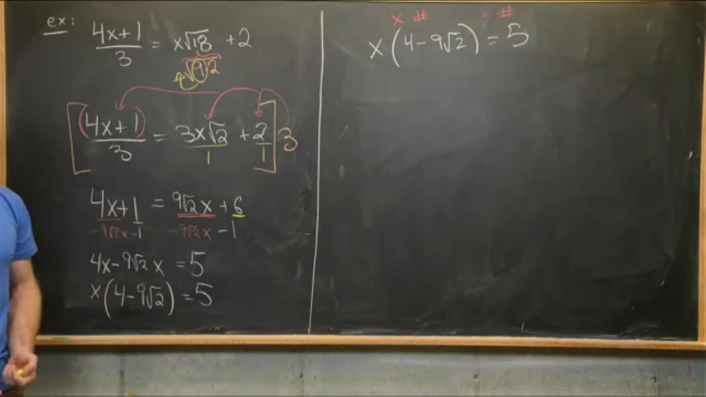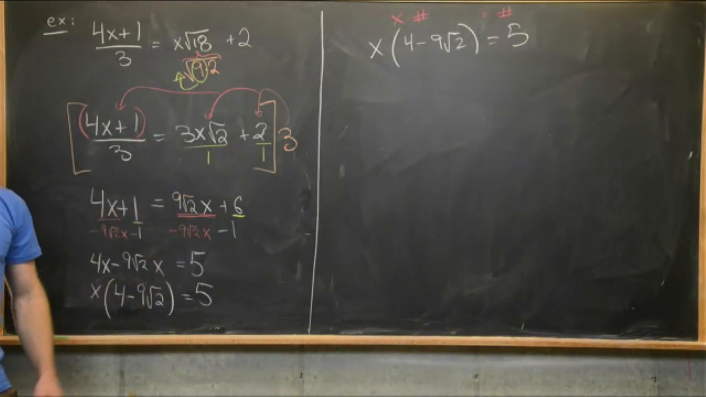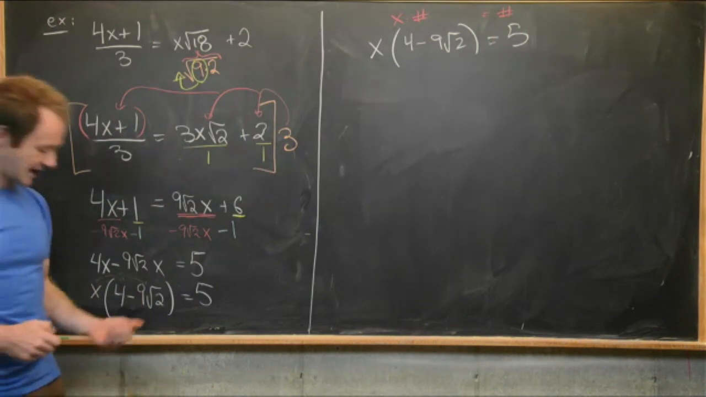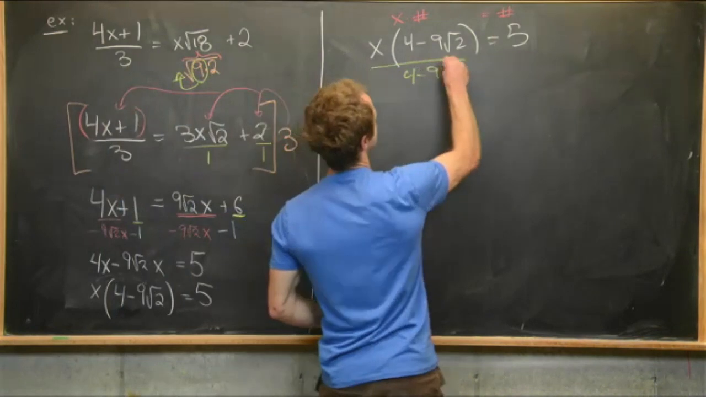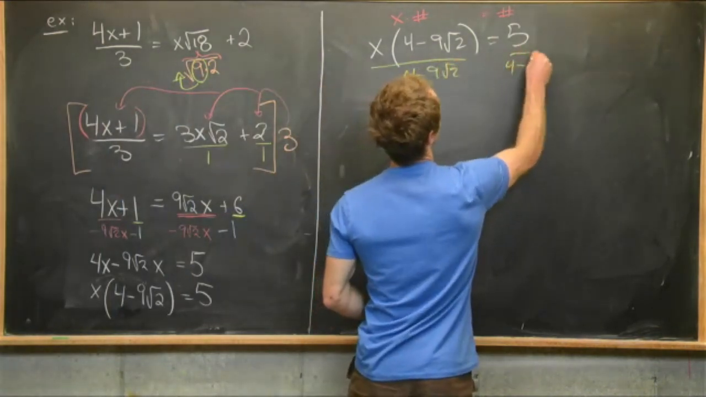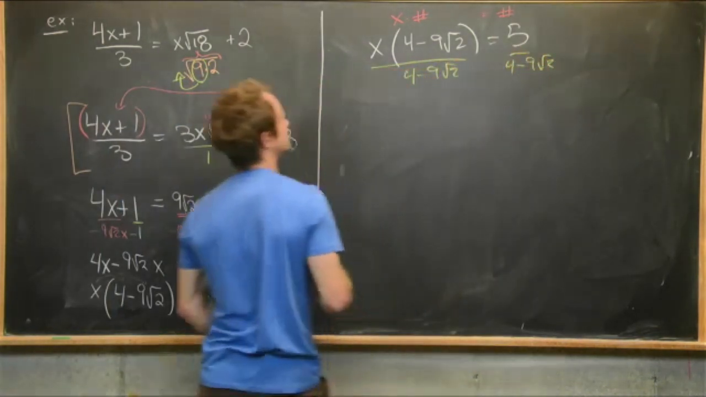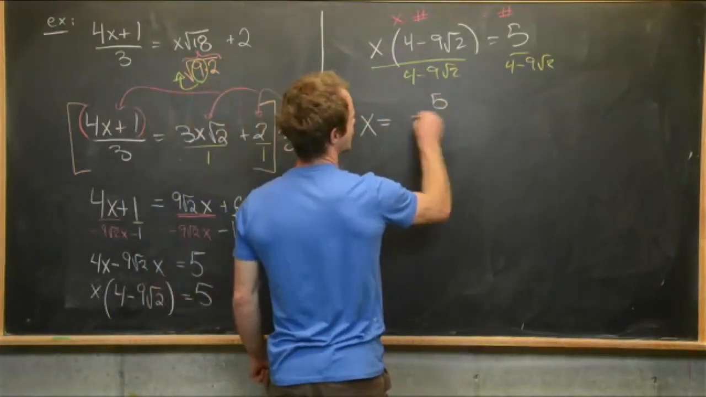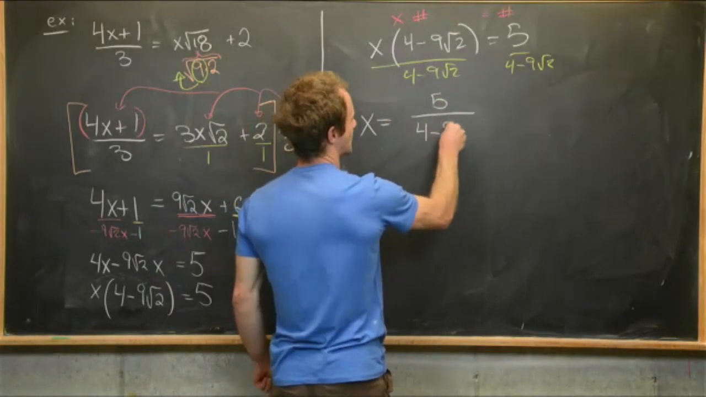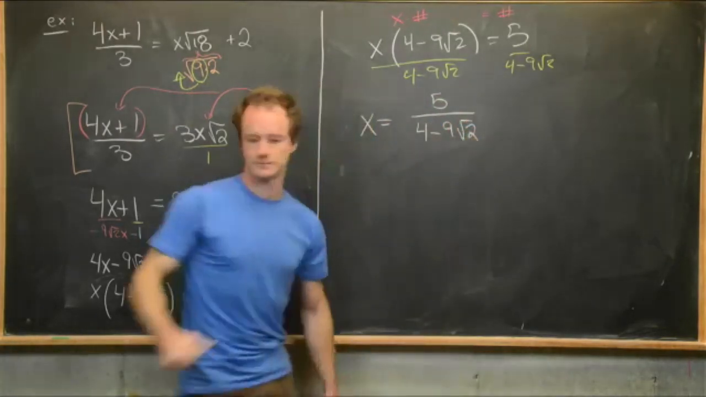So we would probably like to divide by that number that's multiplying x to get rid of it. So we'll divide by 4 minus 9 root 2 on both sides. That's going to give us x equals 5 over 4 minus 9 root 2.